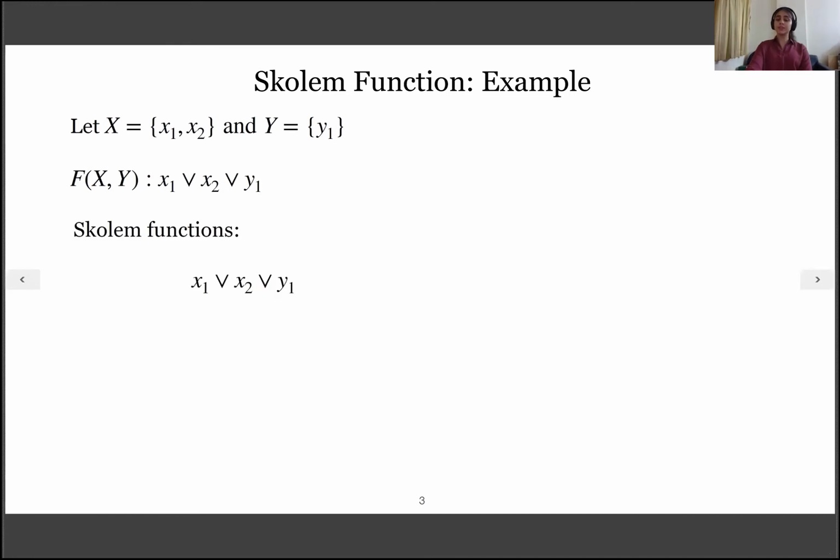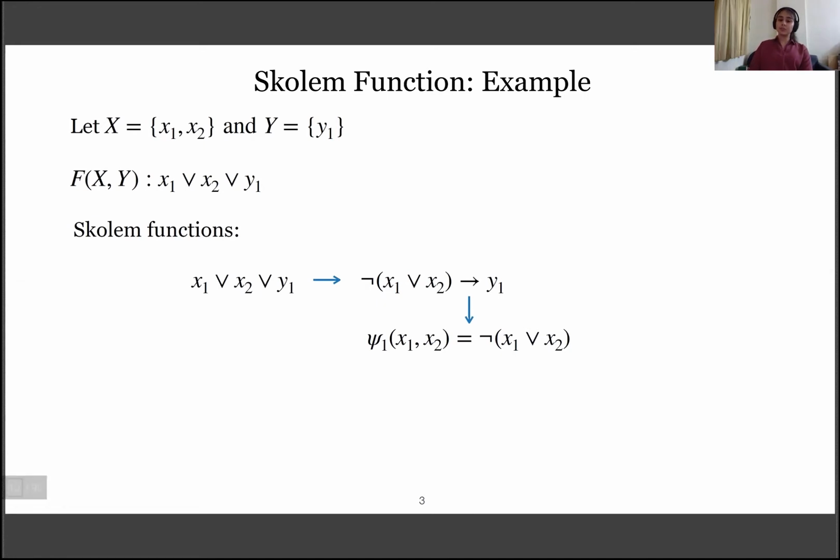Let us try to rewrite this specification as negation of (x1 or x2) implies y1. One can wonder if this negation of (x1 or x2) can suffice as a Skolem function corresponding to y1. So let us try to verify that.